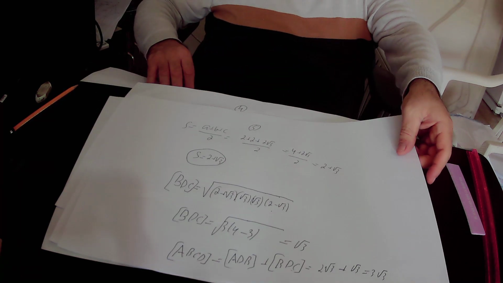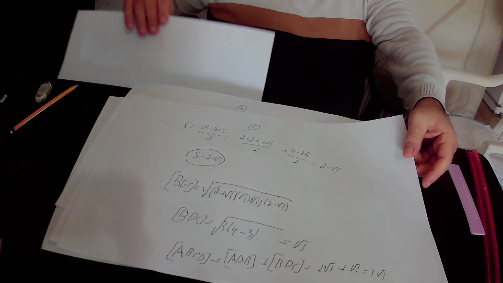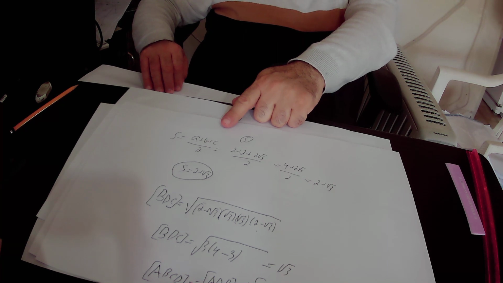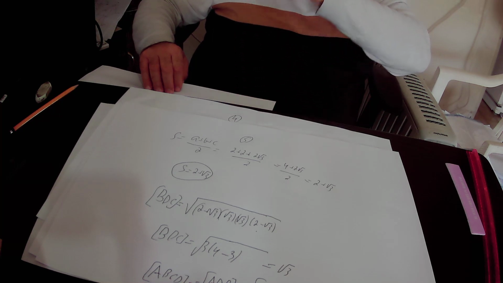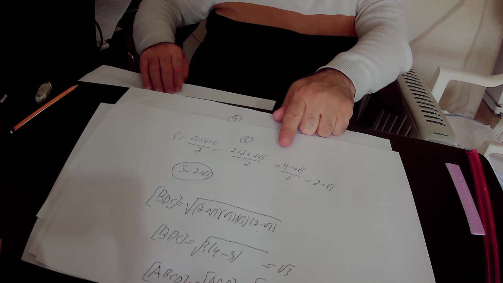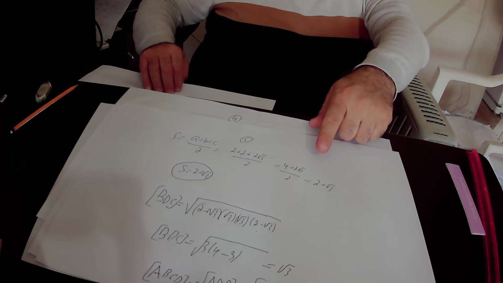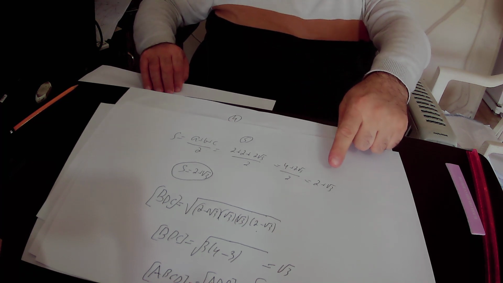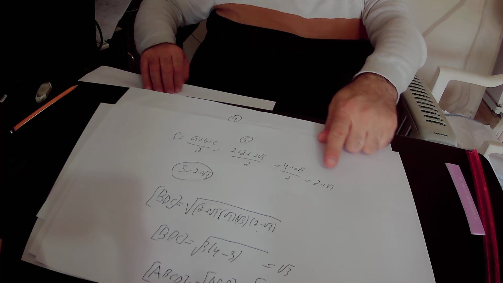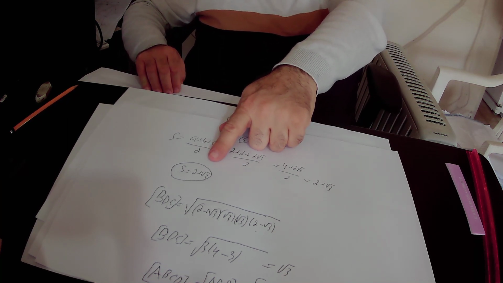Here I repeat again that the semi-perimeter of triangle BDC equals A plus B plus C over 2. A is 2, B is 2, and C is 2 times square root of 3. 2 plus 2 is 4, plus 2 times square root of 3, all divided by 2. 4 over 2 is 2, and 2 times square root of 3 over 2 is square root of 3, so the semi-perimeter of triangle BDC is 2 plus square root of 3 units.